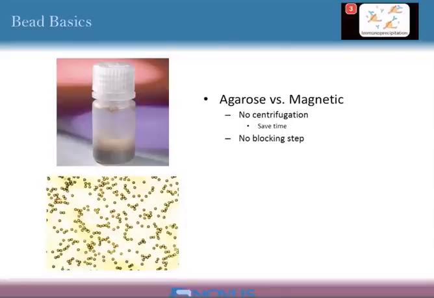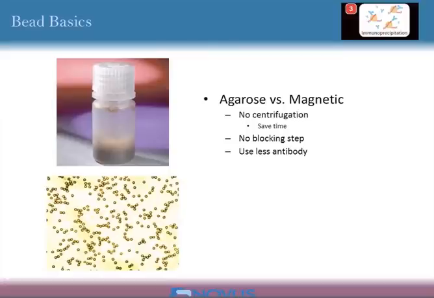out. There's also no blocking step. With agarose, typically you have to block with something like salmon sperm DNA or the like, so that you cut down on your background. With the magnetic beads, there are no blocking steps, so you're saving time there. You're also using less antibody overall, since the magnetic beads have a much more uniform coated surface. You don't have to over-apply antibody like you do with the agarose beads that have many pits throughout them that you have to fully coat with antibody.